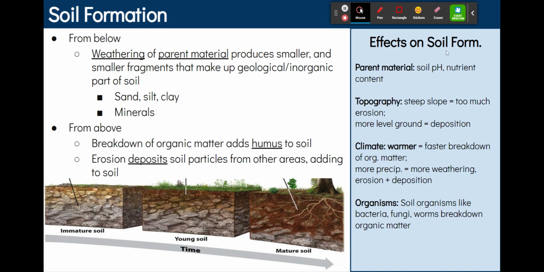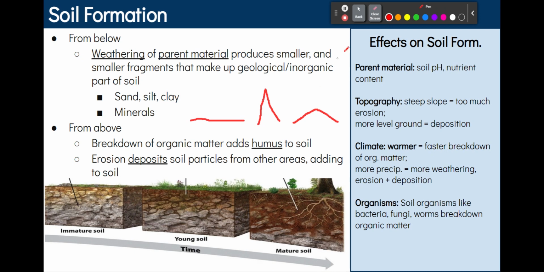Other effects on soil formation are the parent material, which determines the soil pH and nutrient content. So what is the pH or the acidity or the alkalinity of the soil? The nutrient content we will go over next class, which is nitrates, phosphates, and stuff like that. Topography is how steep the slope is. So for example, this would be very steep, where that is not as steep. And of course, that is somewhat flat.